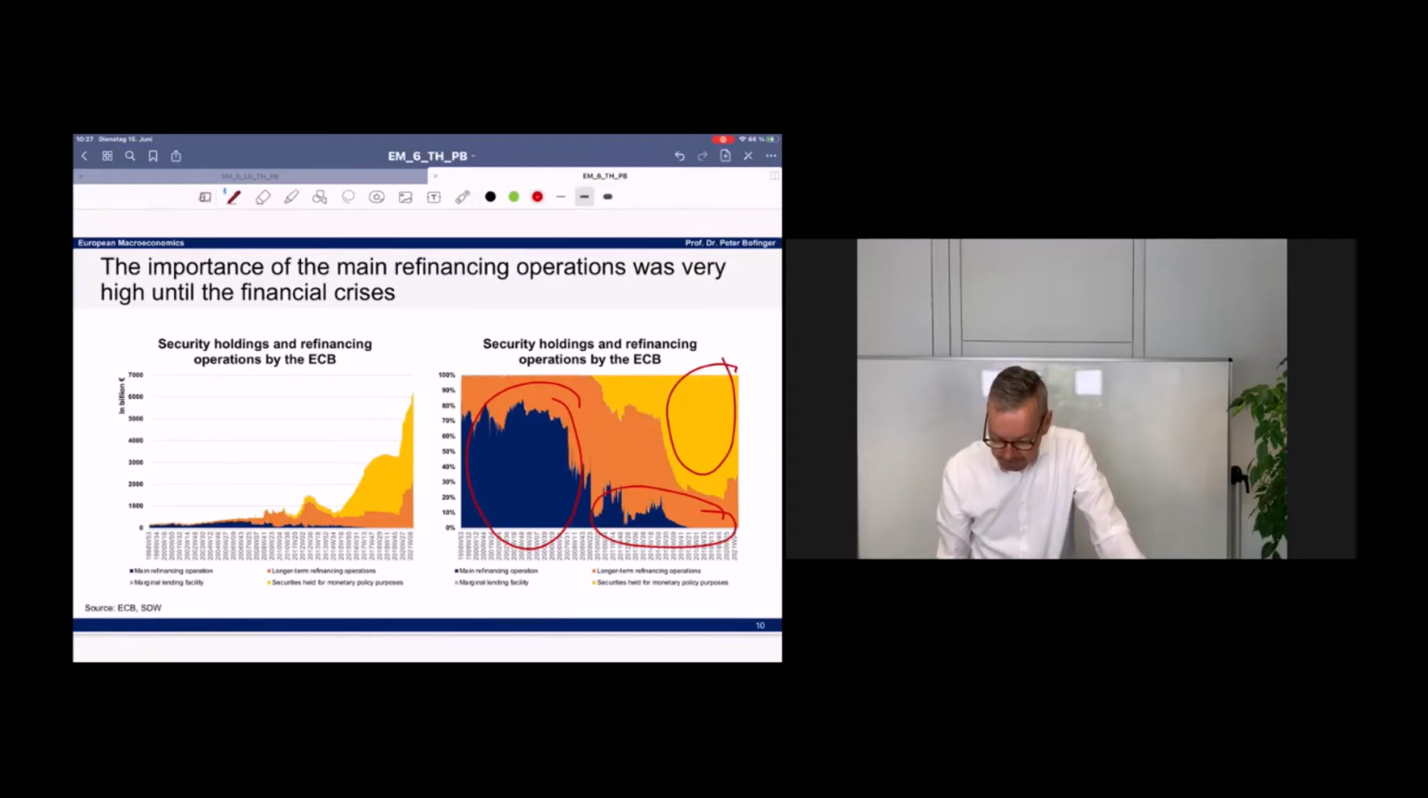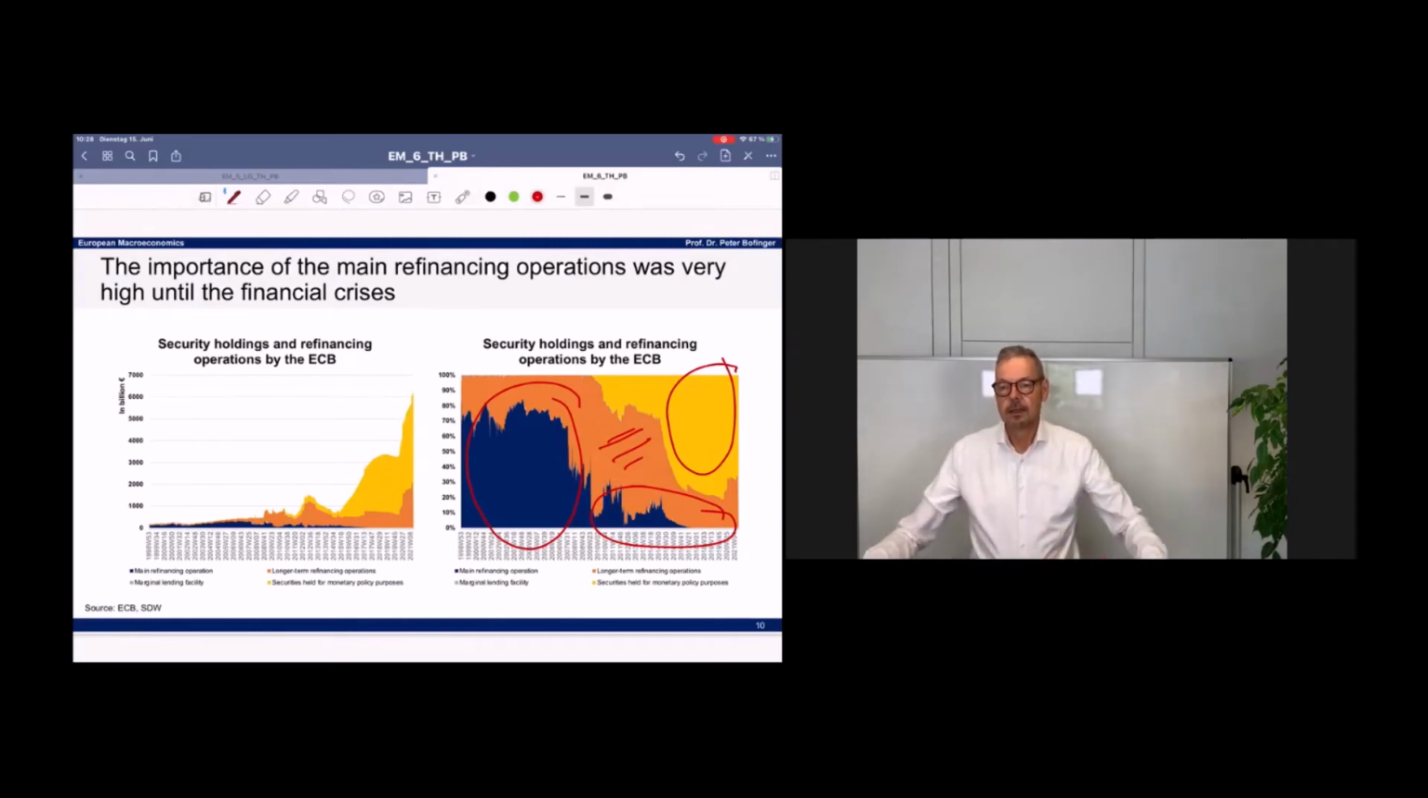But we also had a period, and I'll explain this also in more detail, in the years 2010 to 2014, where you see this orange shaded area, and these are the longer-term refinancing operations. And they also were very important for the ECB's targeting of interest rates, especially for targeting the longer-term rates, but I will explain this shortly. So you can see here this important shift: until the financial crisis, supply of reserves mainly by the main refinancing operation. And then it shifted in the period, let's say 2010 to 2014, when the longer-term refinancing operations were the most important instrument.